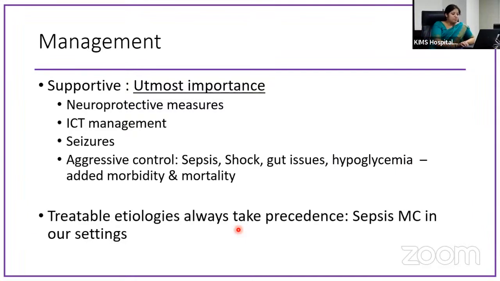Now, if you look at the management of a child who presents with encephalopathy, supportive care is of the utmost importance. Whatever the underlying etiology, whether it is an IEM, organic acidemia, a urea cycle defect, or an epilepsy, supportive care is what is going to pull our child out. So we need to be very aggressive with the neuroprotective measures. In cases of raised intracranial pressure, we have to manage intracranial pressure aggressively.